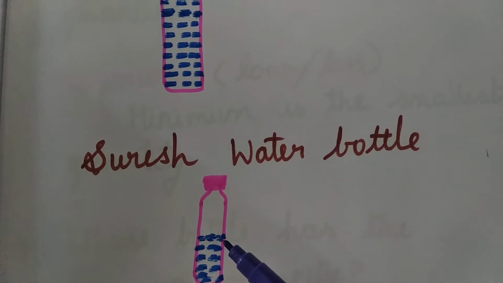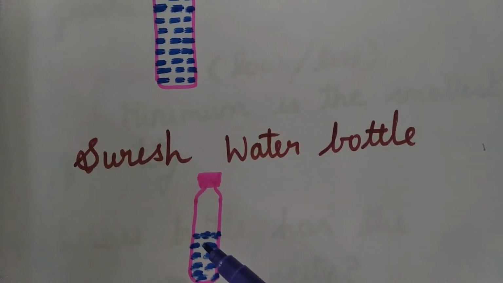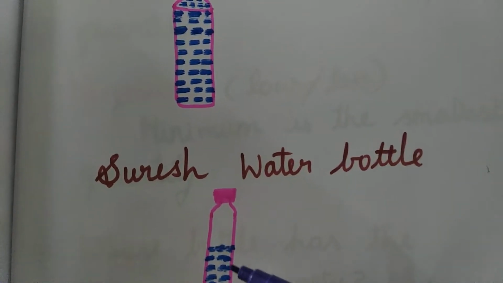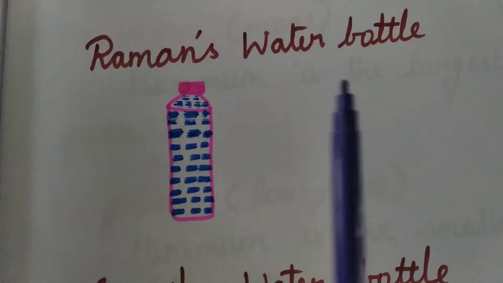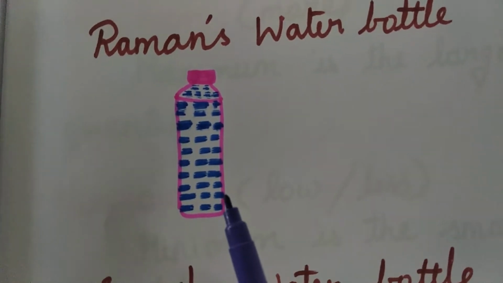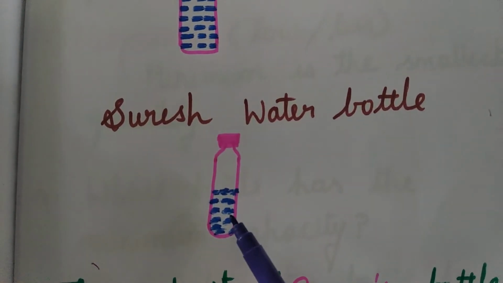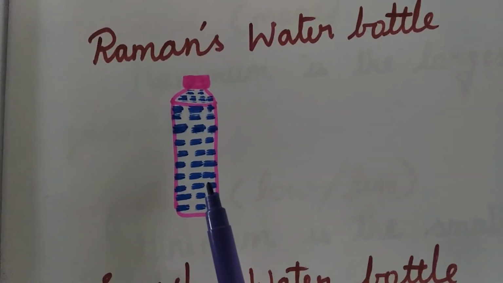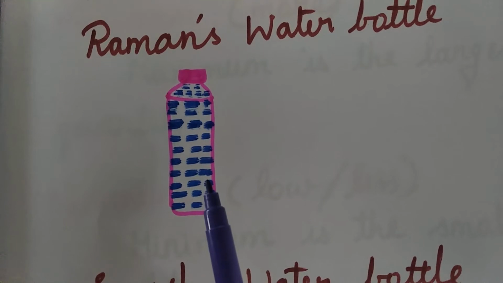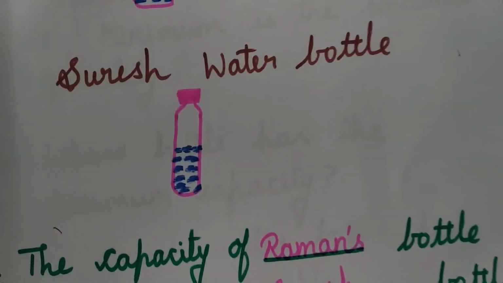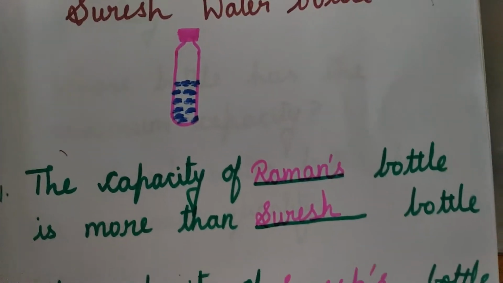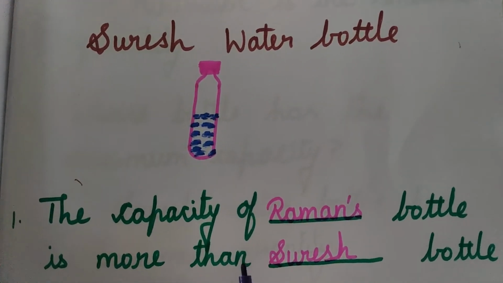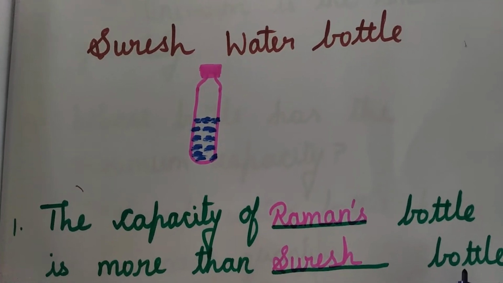Okay, so already we have learned comparing the numbers. Isn't it like that? We are comparing these two persons' water bottles. So what are we telling? Raman's water bottle is more than the Suresh water bottle. While comparing to the Suresh water bottle, whose water bottle is more? Yes, very good. Raman's water bottle. That is what they have written in words. See here, the capacity of Raman's bottle is more than the Suresh bottle.